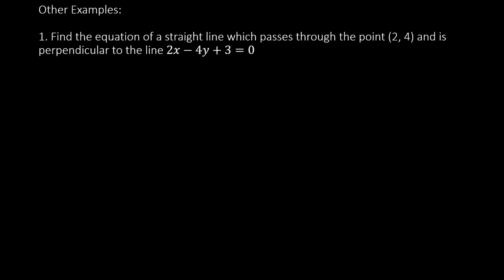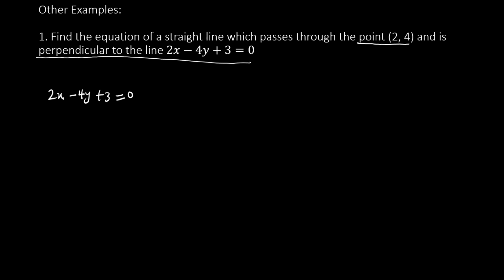I have some other examples I want us to consider here. This is the first one. It says find the equation of a straight line which passes through the point (2, 4) and is perpendicular to the line 2x - 4y + 3 = 0. To analyze this question, we're given a point, which is the point (2, 4), and we're also given a line which is perpendicular to the line we are going to look for the equation of. Let me write out the equation of the line. We have 2x - 4y + 3 = 0.